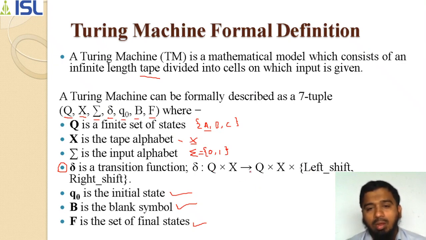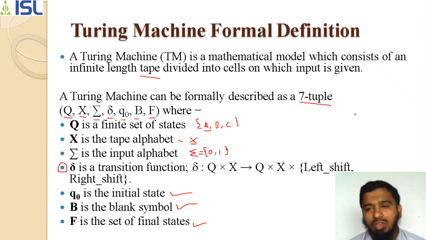Okay, now Q cross X gives Q cross X cross, either it will go to the left side or it will go to the right side. And if it is at the left end, it should not move to the left, it will stay at the same place. So all these things I explained in detail. Okay, so this is the formal definition of Turing machine. You need to remember all these 7 tuples, and based on this we can solve the problem.